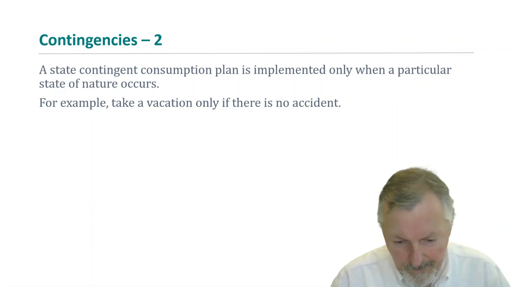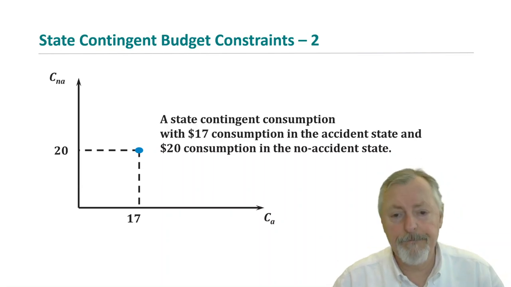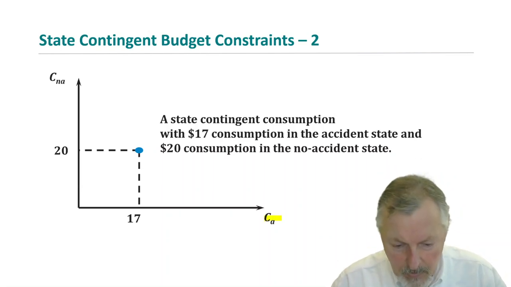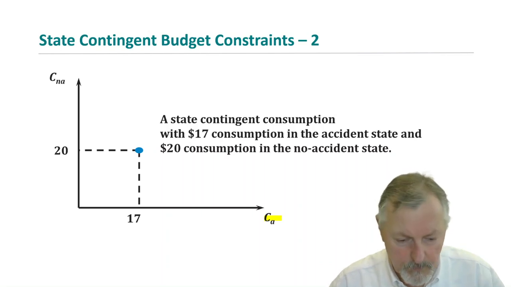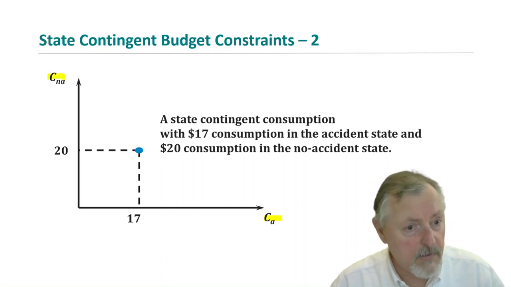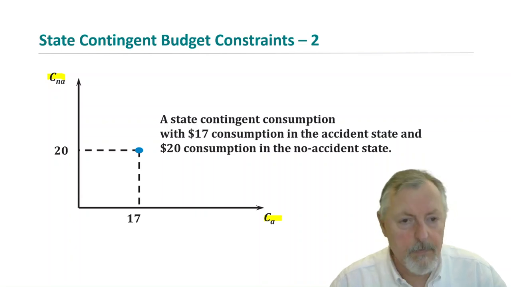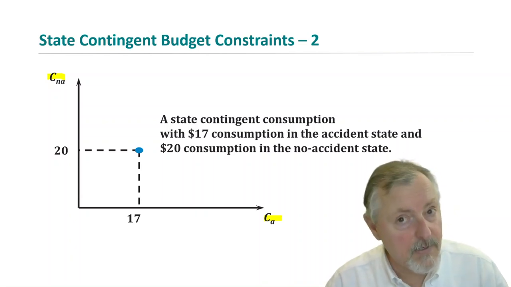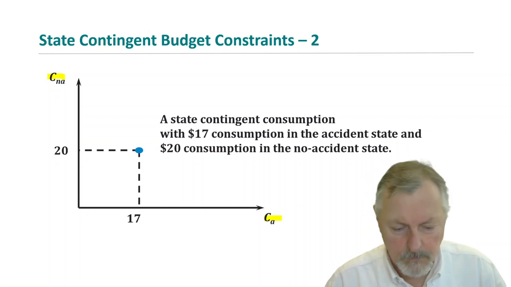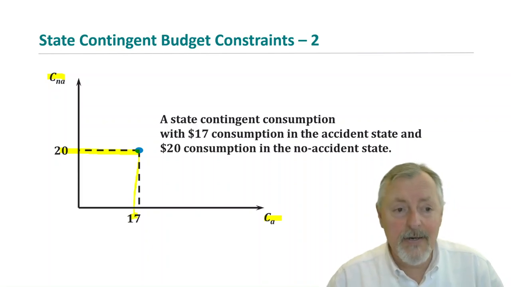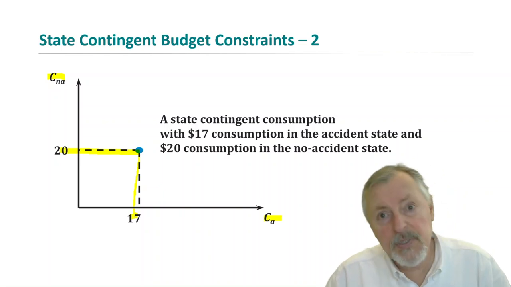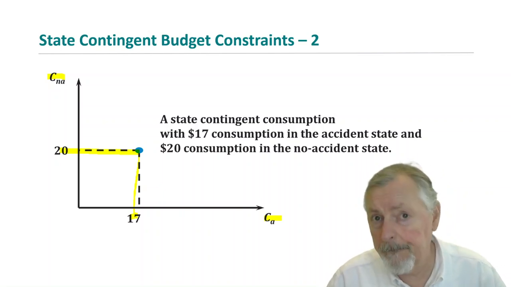Okay. So here's an example of that. Your consumption, if there's an accident, is $17. Consumption with no accident is $20. Implicitly, this means if there's an accident, you lose $3. So you're at this point, 20, 17. Same as if you decided, well, I have 20 apples and 17 oranges. Same thing.